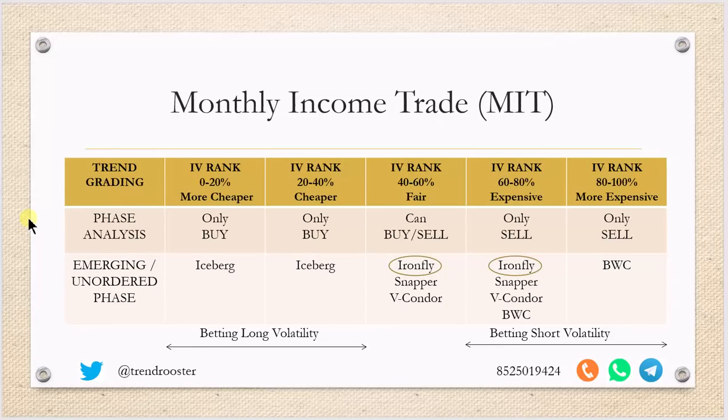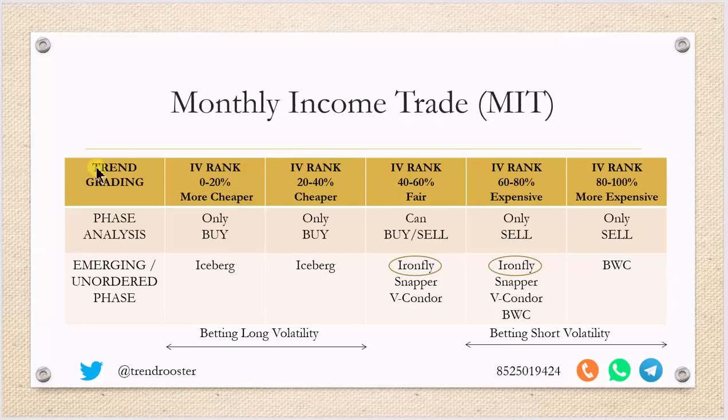Let's move on. This is our grading mechanism, also called a grading matrix. It's essential that we use trend as the first grading. Not many option traders look at trend; they only look at IVs, and when IVs are expensive, they jump into some kind of strategy and play it. But primarily we focus on trend grading. It's our proprietary model, and we call it phase analysis. In this phase analysis, only in the emerging and unordered phase can we deploy the strategies. Then we move on to the next matrix.